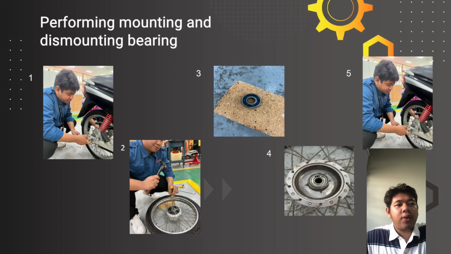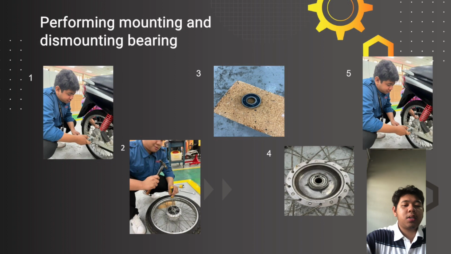Number four, after that, place the bearing in the bearing housing. To install the bearing in its housing, use a hammer. Tap carefully to ensure that the bearing fits perfectly. And lastly, after the bearing has been installed in the bearing housing, finally reinstall the rim on the motorcycle and tighten it down with a wheel wrench.